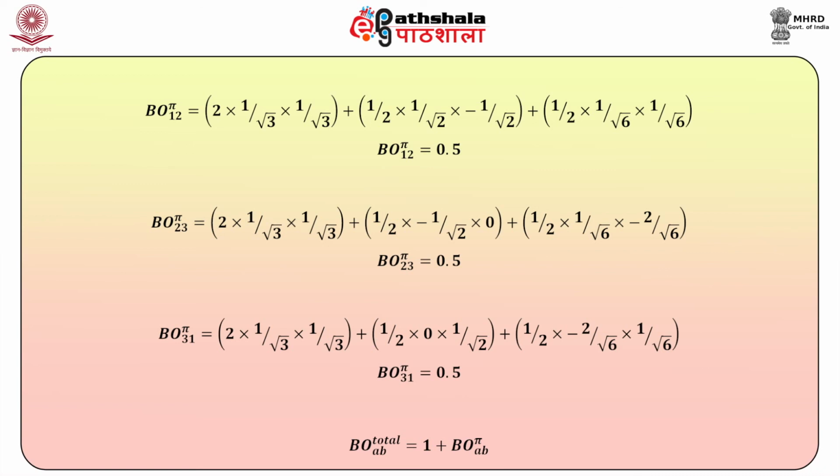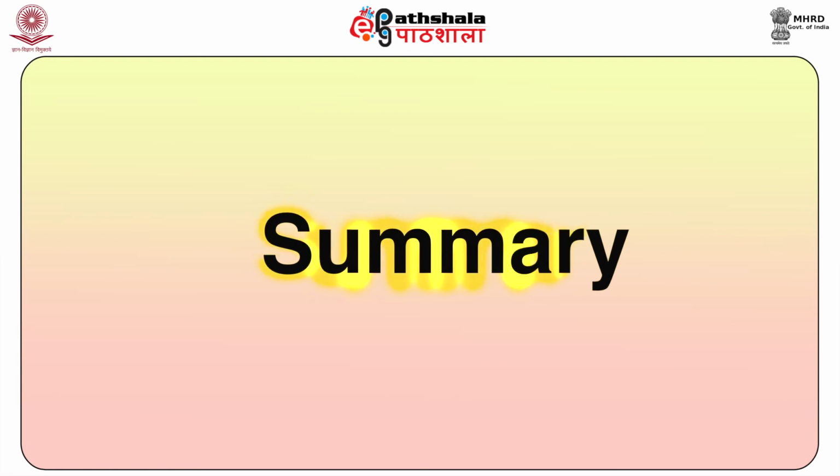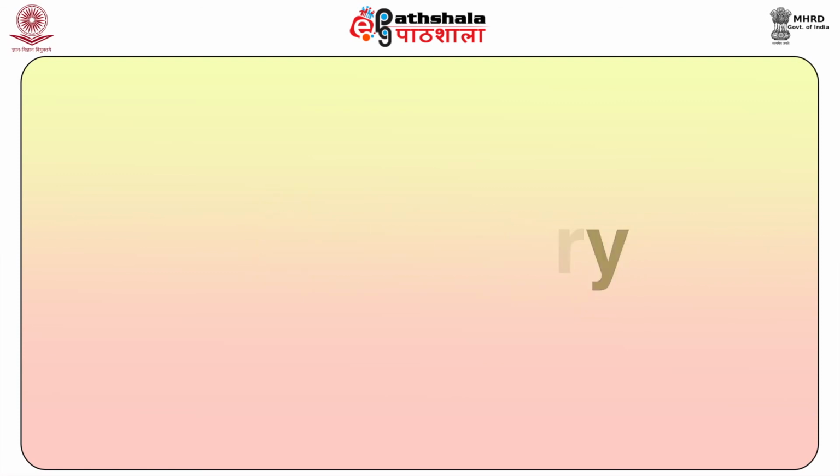We calculated the pi bond order between two connected atoms. But as you know, between any two carbon atoms, there is also a sigma bond. Therefore, we often talk about the total bond order between the two atoms, and that will be 1 plus pi bond order between those two atoms. So in this module today, we have discussed the application of HMO to a cyclic conjugated hydrocarbon, cyclopropenyl radical.